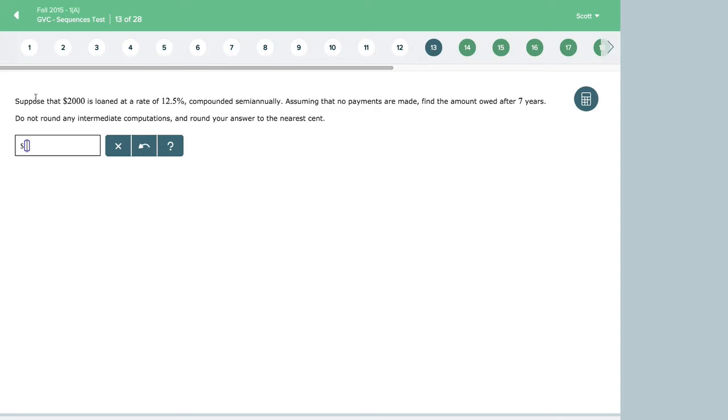Okay, number 13. Again, we have another interest problem here. Suppose that $2,000 is loaned, so we have $2,000. It's loaned at a rate of 12.5%. So 1 plus 12.5. Remember, we just moved the decimal 2 times. Okay, compounded semi-annually. We put the 2 up there, assuming no payments are made. How much is owed after 7 years? So times 7. And we type all that into the calculator.